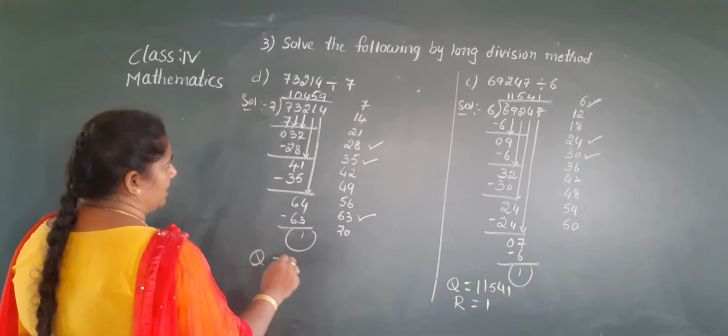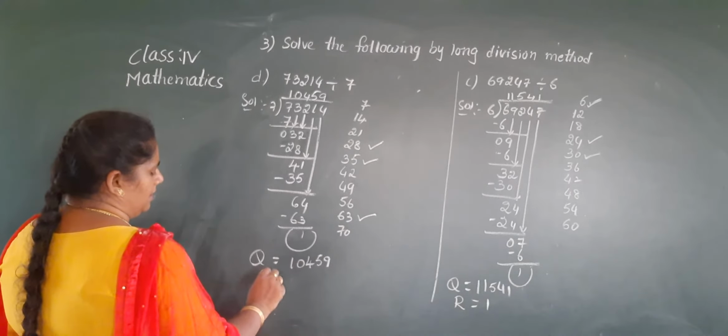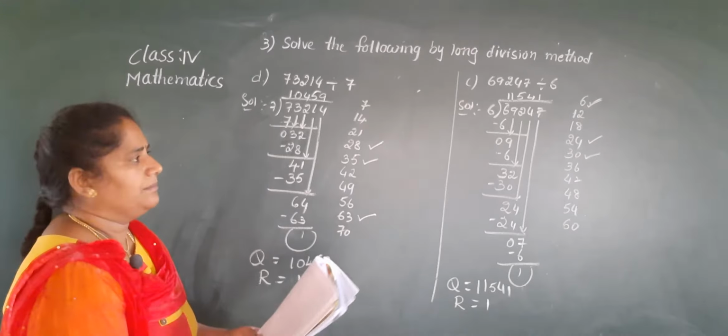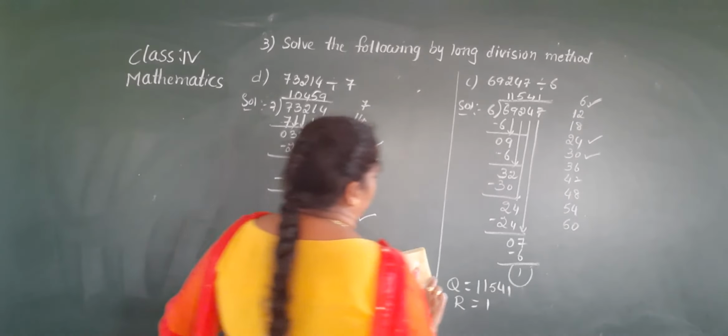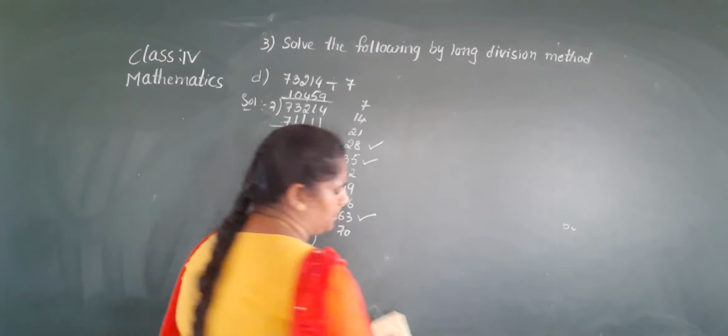So the quotient is 10,459 and the remainder is 1. Okay? Yes, note down. And next problem.